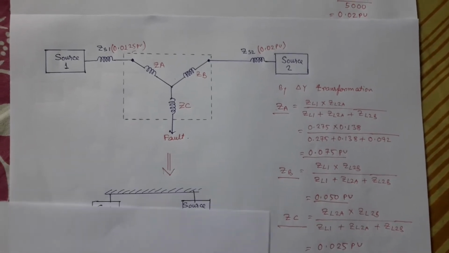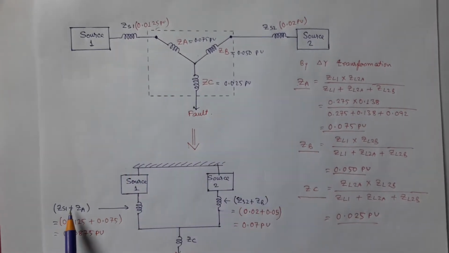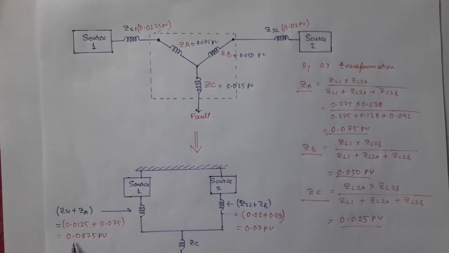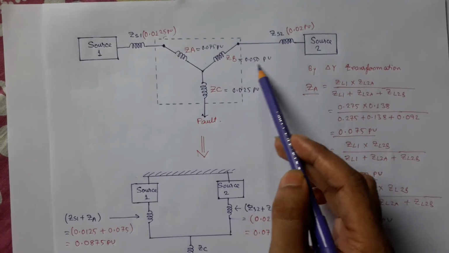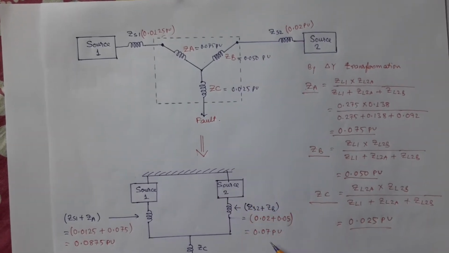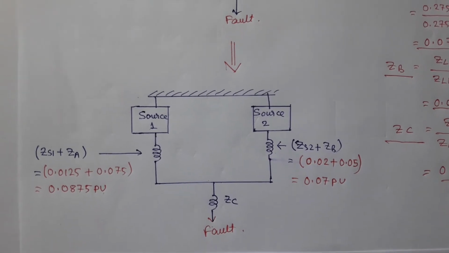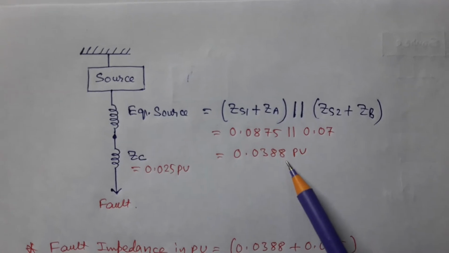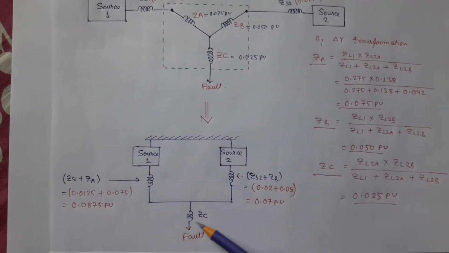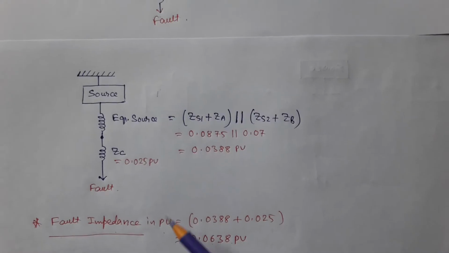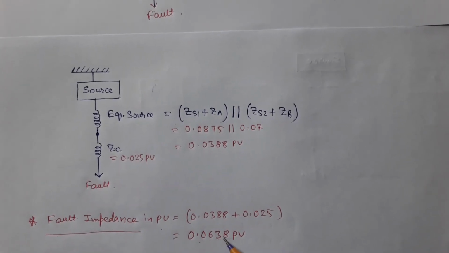We can further reduce this network like this, as ZS1 and ZA are connected in series. So equivalent impedance of ZS1 plus ZA is 0.0875 per unit. Similarly, ZS2 and ZB are connected in series, so equivalent impedance of this part is 0.07 per unit. Now as these two parts are connected in parallel, equivalent impedance of this part is 0.0388 per unit, and ZC, that means 0.025 per unit, is connected in series with this equivalent part. As these two parts are in series, fault impedance up to fault point is 0.0638 per unit.